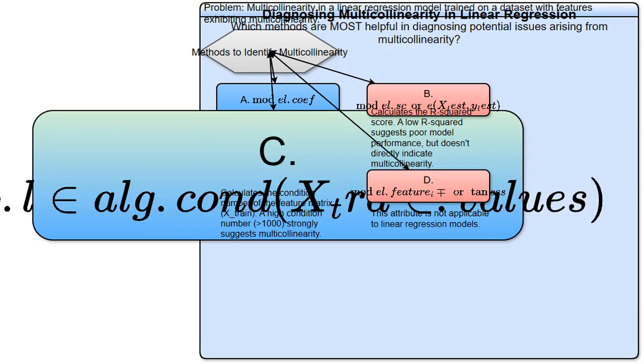This is a really important tool. The code "np.linalg.cond(x_train.values)" calculates the condition number of my training data's feature matrix, x_train. A high condition number, usually above 1000, is a strong sign that I have multicollinearity.